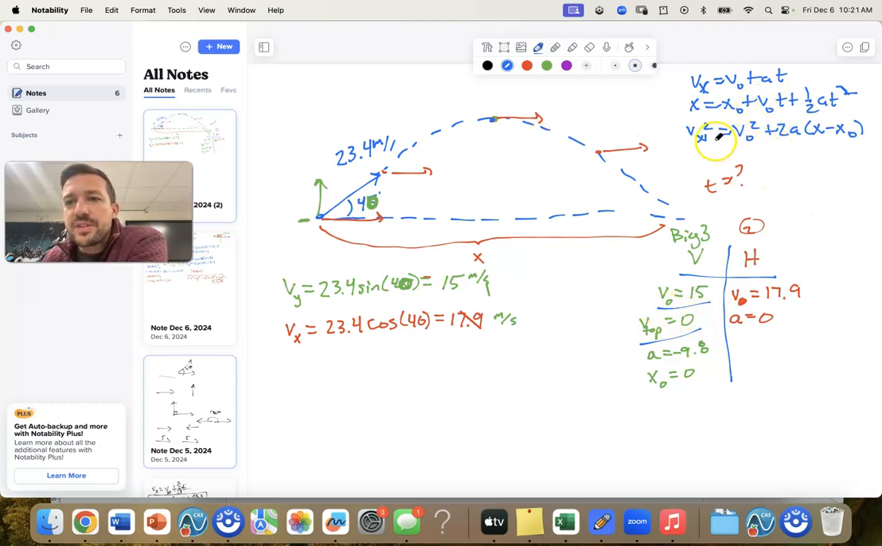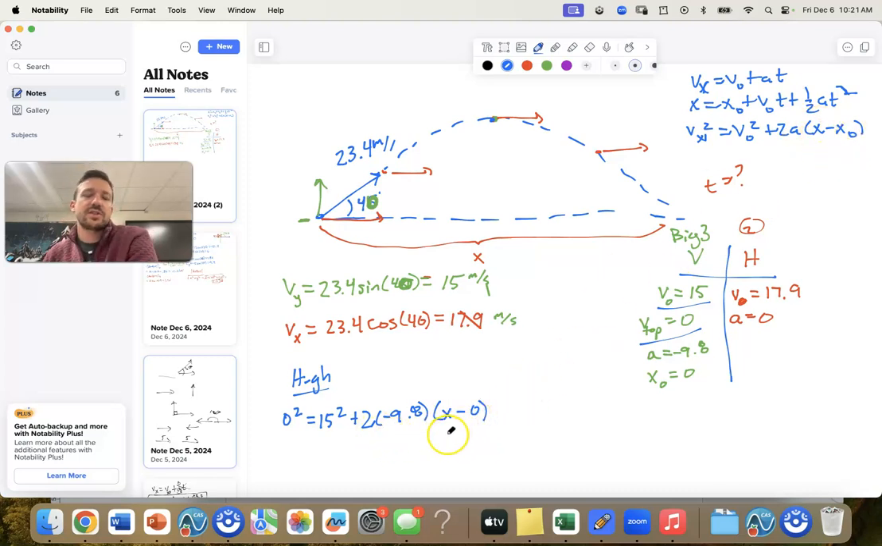So that helps me figure out how high it goes. So I would say we can use the third equation here. So I'm going to do the final velocity, which is 0, 0 squared equals the initial velocity, which was 15 squared, plus 2 times the acceleration, which is negative 9.8, because we're talking about vertical stuff, times x minus 0, right? Because the initial position was 0. And you just solve for x, so we just do that in the calculator here. It looks like it'd be 15 squared divided by 2 times 9.8, which comes out to an answer of 11.47.